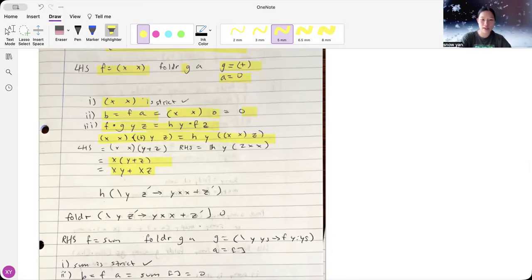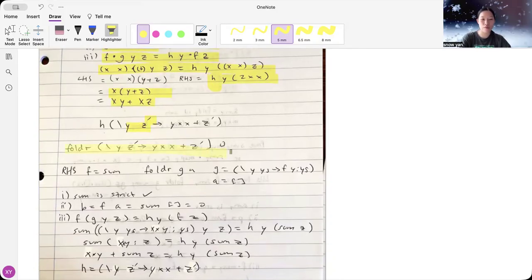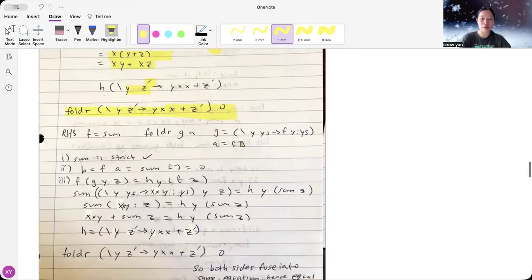And on the right-hand side, we have h y, z times x, right? So h, we're just trying to find what h is. So h would just be taking y and z prime, and it would just do y times x plus z prime. So z prime is just our accumulator, and then we're just multiplying y by x, and then adding that to the accumulator. So that's our function h. So our final fold fusion equation would just be fold r h b, where h is this, b is that.